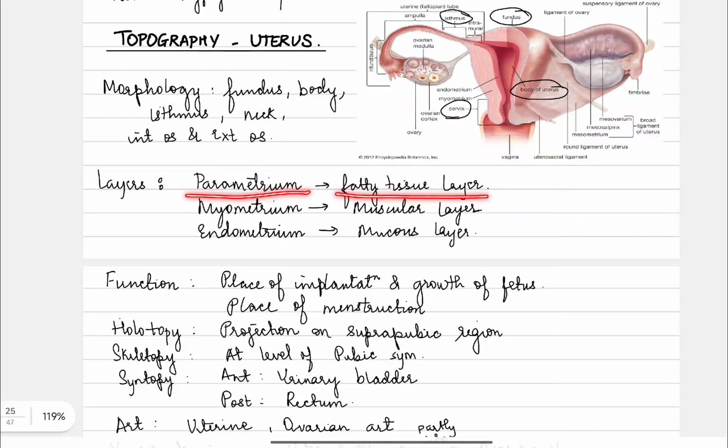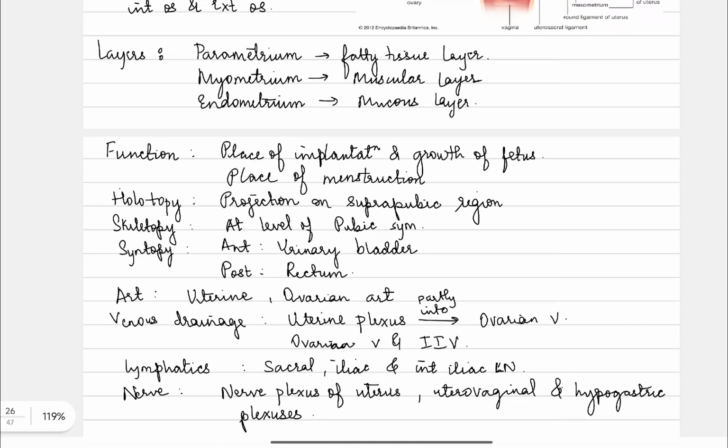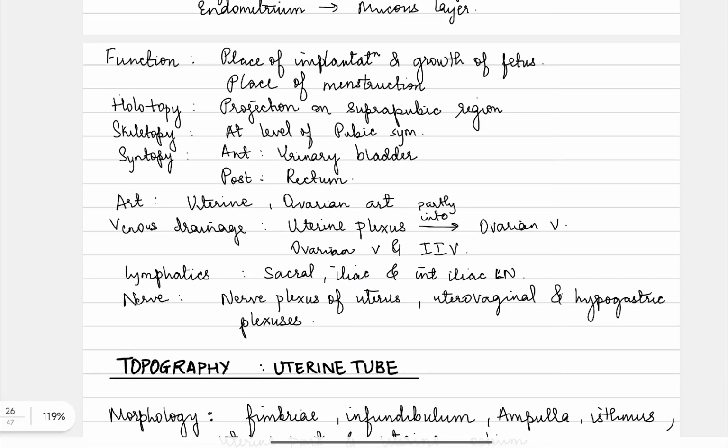Layers are parametrium, fatty tissue layer, myometrium, muscular layer, endometrium, mucous layer. Function is place of implantation and growth of fetus, place of menstruation. Holotopy is projection on suprapubic region. Skeletopy is at the level of pubic symphysis. Syntopy is anteriorly urinary bladder, posteriorly rectum.